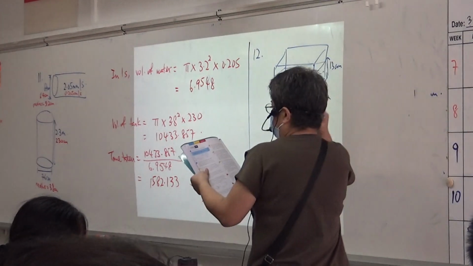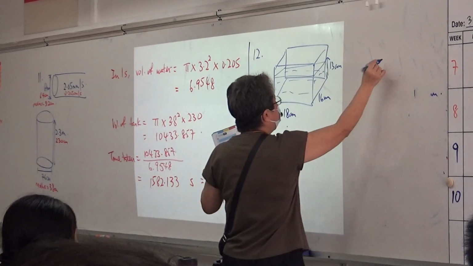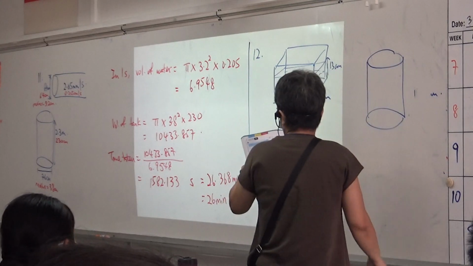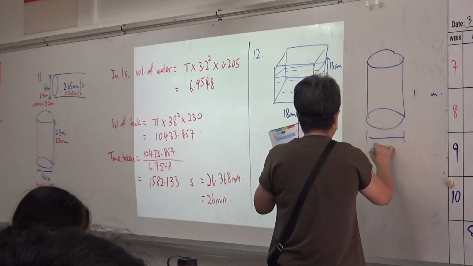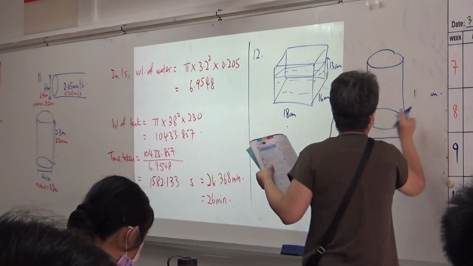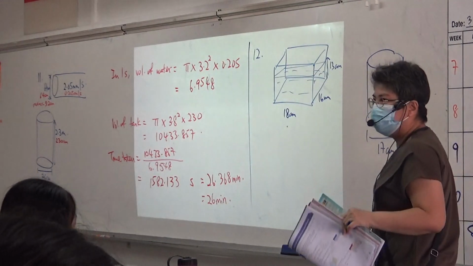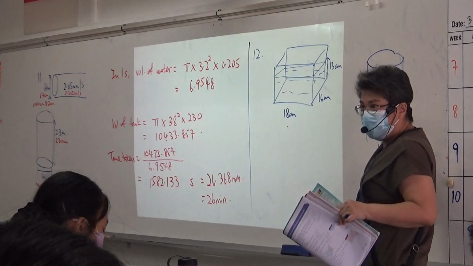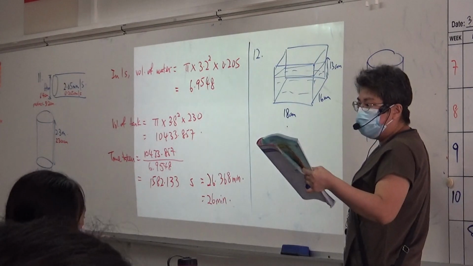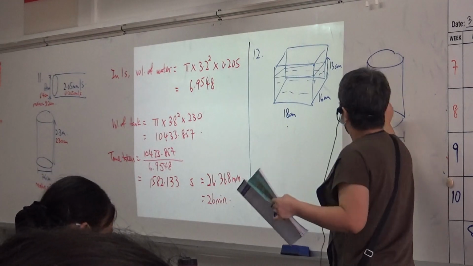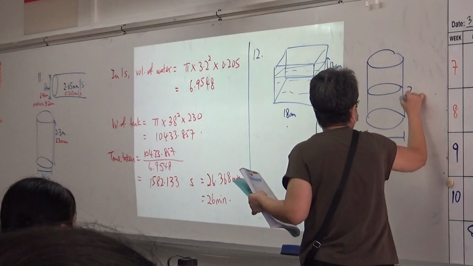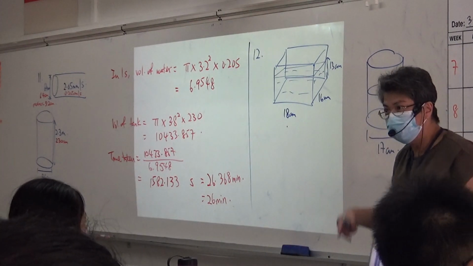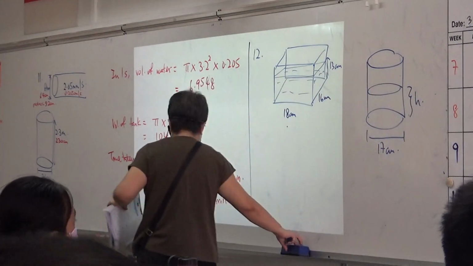Now, this water is poured into a cylindrical container of diameter 17 cm. That means this amount of water is being poured inside here. Understand? And they actually want to find what is the height that it will go to. Understand? Well, I will go through the questions.